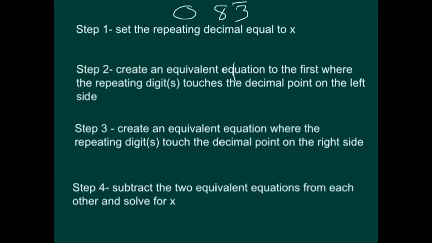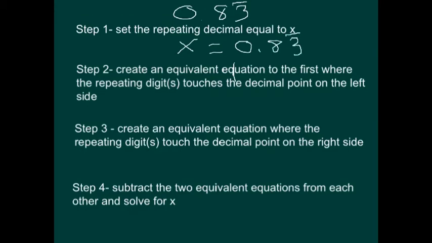So now we're going to deal with the decimal 0.83 repeating. So in this case, the repeating digit does not immediately follow the decimal point. So I'm going to set the repeating decimal equal to x. So x is going to equal 0.83 repeating.